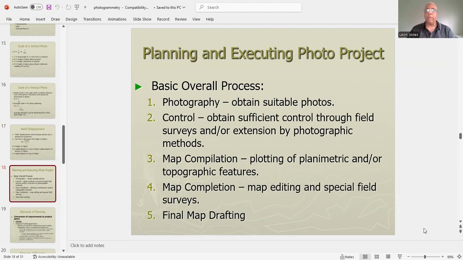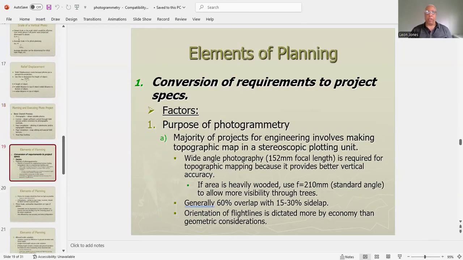Planning and executing a photo project, the basic overall process. Number one, photography: you have to obtain suitable photos. Number two, control: obtain sufficient control through field surveys and/or extension by photographic methods. Number three, map compilation: that's plotting of planimetric and/or topographical features. Number four, map completion, which includes map editing and special field surveys. And then number five, the final map drafting.